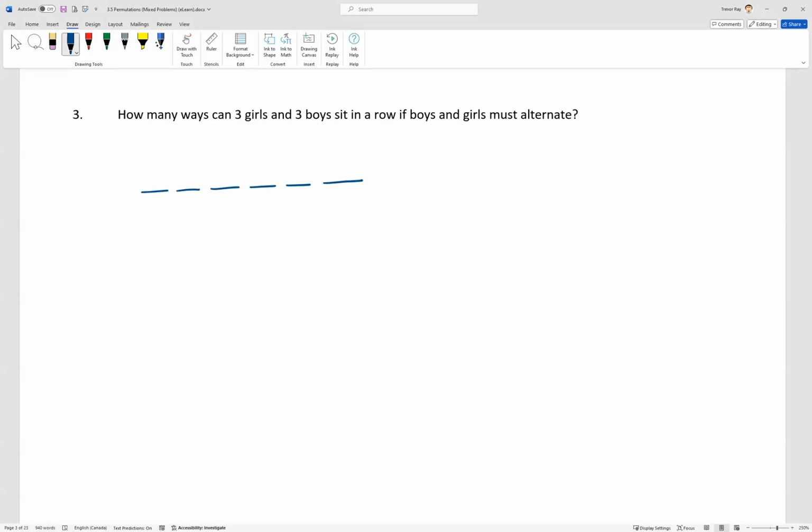And I'm going to say, okay, I'm going to do girl, boy, girl, boy, girl, boy. So there are 3 choices for this girl because there are 3 girls. And then there are 3 choices for that boy. And then there's 2 choices for the second girl because one's already seated, and likewise 2 for the boy, 1 for the girl, and 1 for the boy for the last 2 that sit down. If you think about this, 3 times 3 times 2 times 2 times 1 times 1 is really the same thing as 3 times 2 times 1 times 3 times 2 times 1. That's just 3 factorial times 3 factorial.